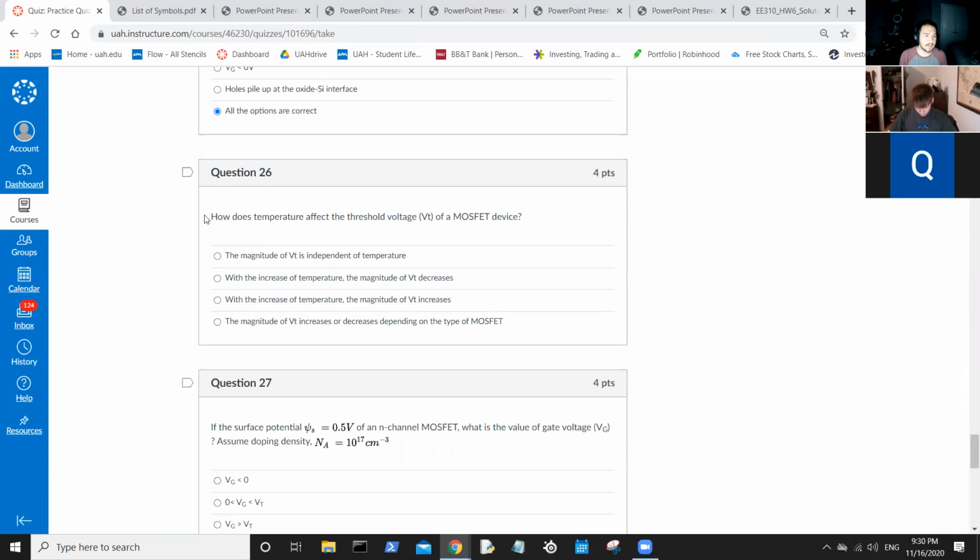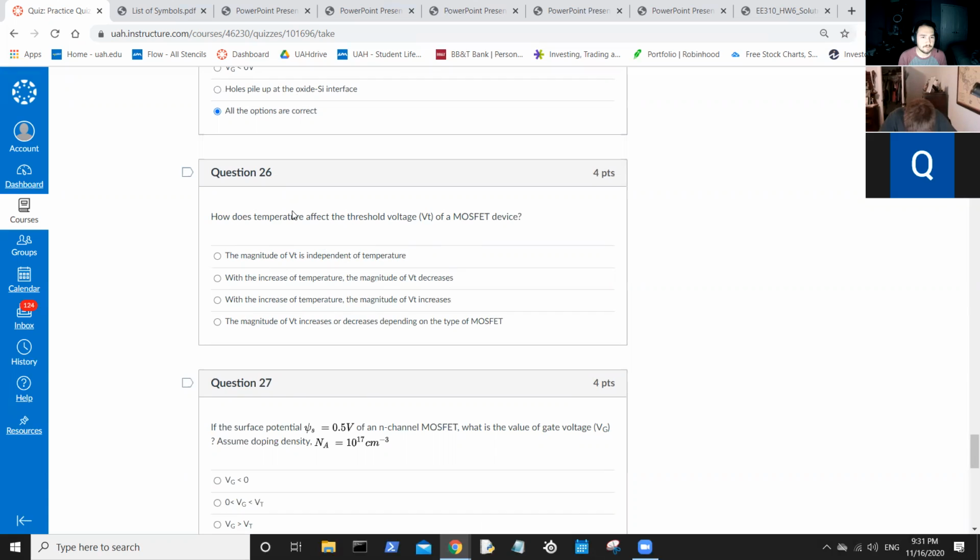Question 26. How does temperature affect the threshold voltage? So this type of question has been asked like 4 times. The temperature effects of threshold voltage, all these things. So it looks like for this test, threshold voltage is probably going to be a hammered down topic. It's going to appear many, many times. So let's make sure we are masters of threshold voltage.